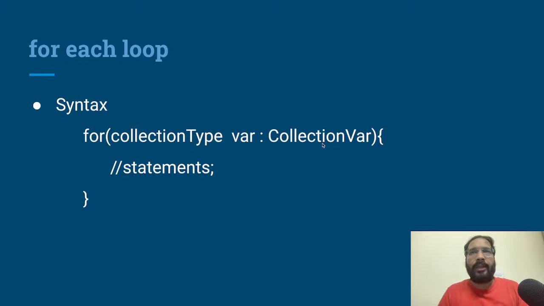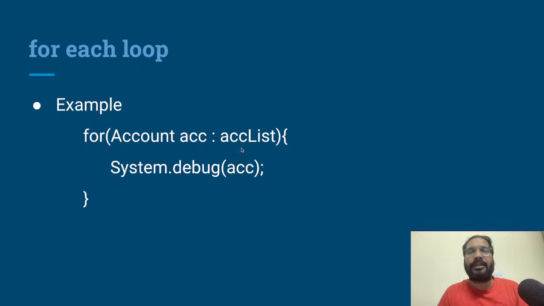Here is a simple example. ACC list is the list collection variable. One by one, each account record will go to this ACC variable. So this ACC is a variable, and at one time it can store one account's information. Account is the data type for this ACC. Then inside this loop, we are using system.debug, and here we are showing the ACC account information. In the initial sessions, people asked me how we can display IDs or account information on different lines. This is the way you can display those results on different lines. I'm going to show you.